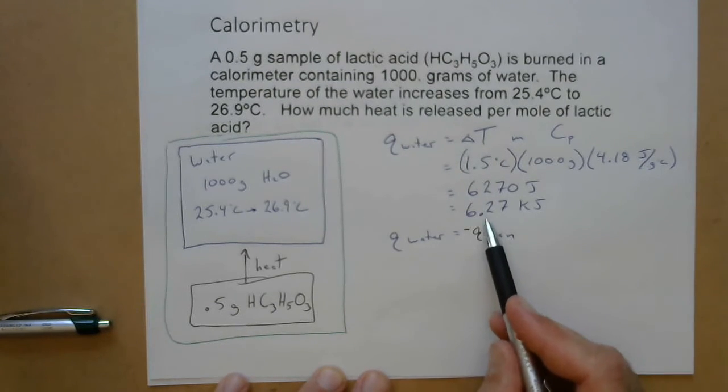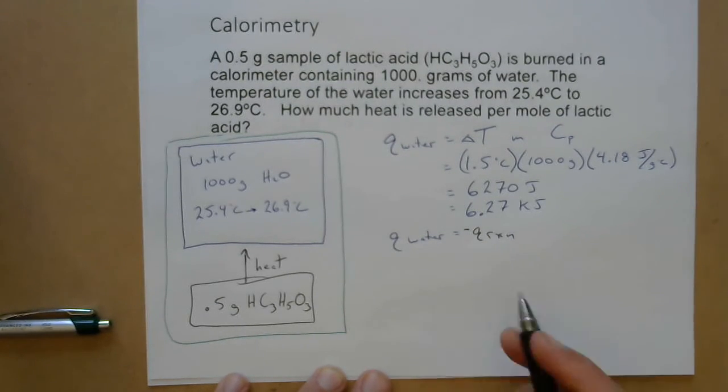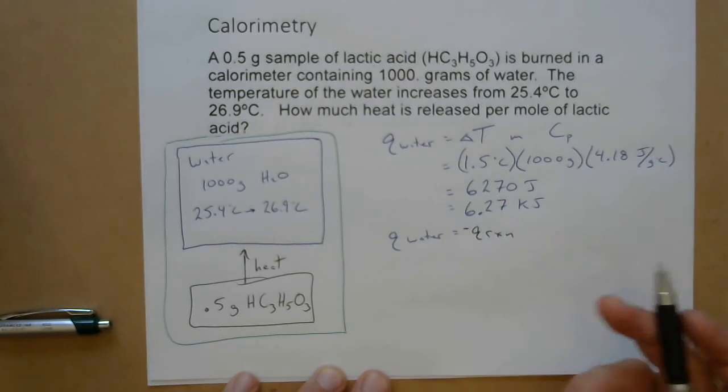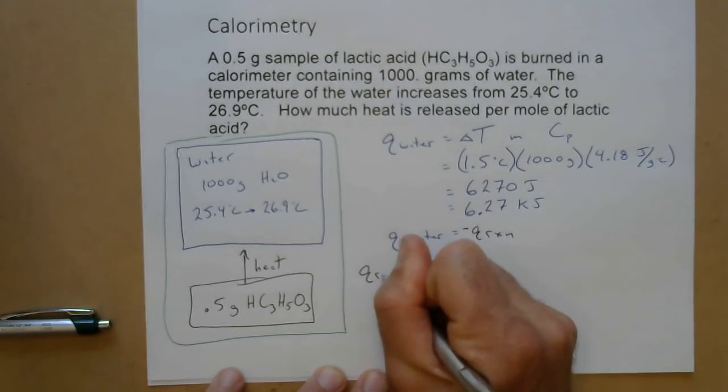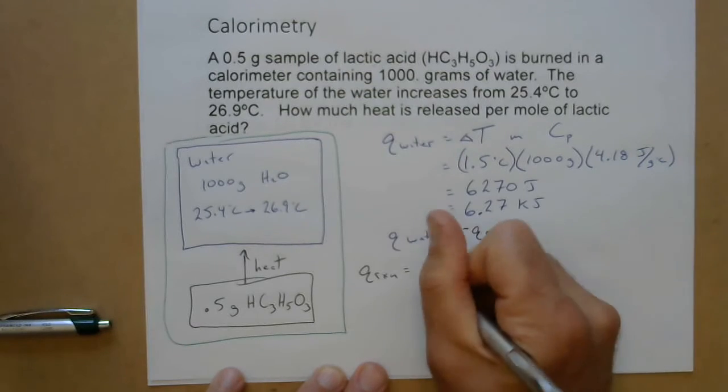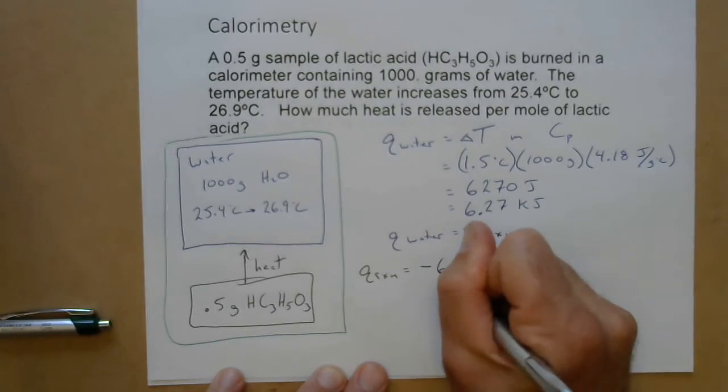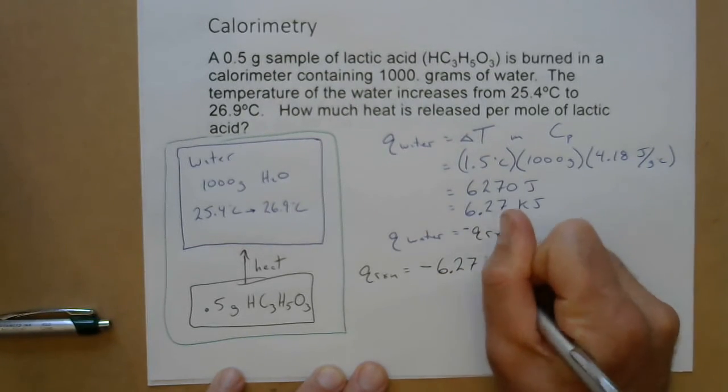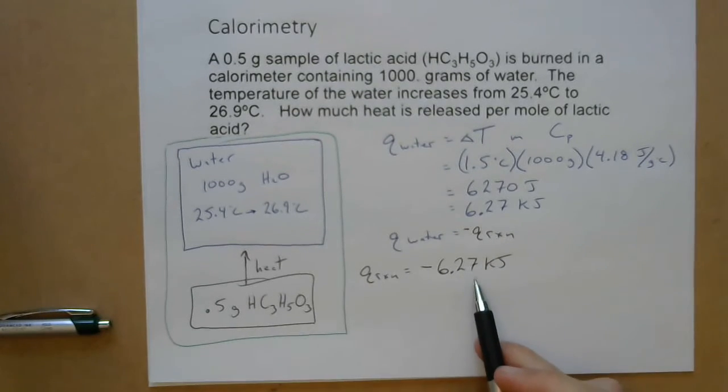So we're going to take this same number for the reaction, but make it with the opposite sign, so make it negative. So here Q of the reaction is equal to negative 6.27 kilojoules. So that's how much energy was released during this reaction.